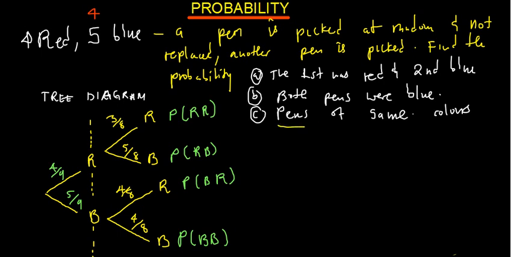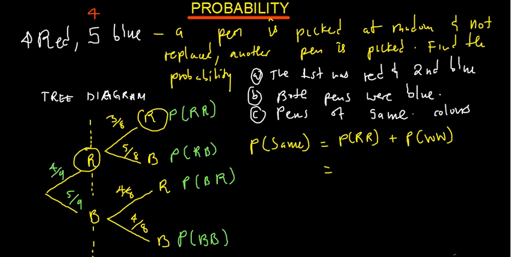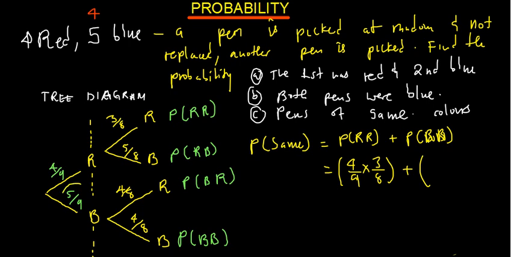So I want now to find the probability that both pens are of the same color. Okay, both pens are of the same color. Now same color, you can see we have got red red and blue blue. Those are same colors. So the probability of the same color is going to be equal to probability of red red plus probability of white white. So probability of red red, this is red, this is red. So that is going to be 4 over 9 multiplied by 3 over 8 plus the probability of white. This is not even white, it's supposed to be blue blue, we don't have white here. So this is going to be 5 over 9 multiplied by 4 over 8. Those are the blue ones.